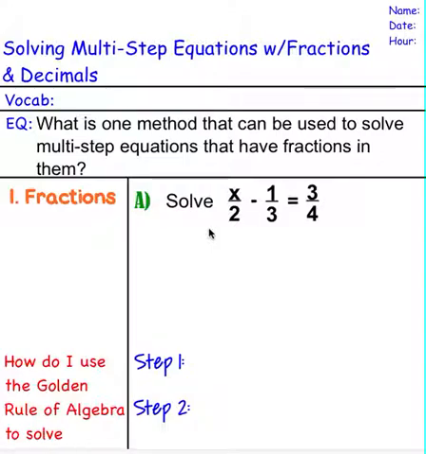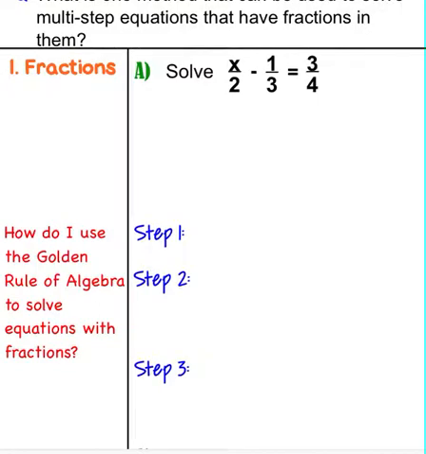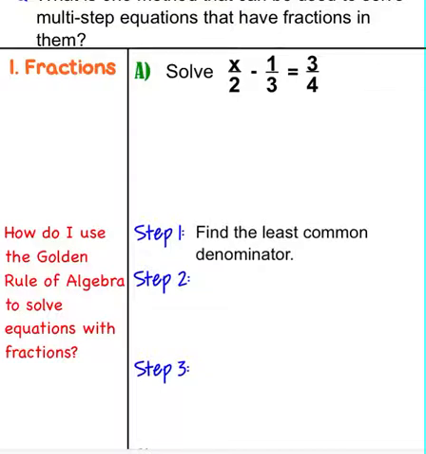over 2 minus 1/3 equals 3/4. Now, there are two methods for which you can go about solving these. The first step, though, for either method you use is to find the least common denominator. In the case of 2, 3, and 4, our least common denominator, or LCD as I will refer to it from here on out, happens to be 12. Because 2 goes into 12, 3 goes into 12, and 4 goes into 12.